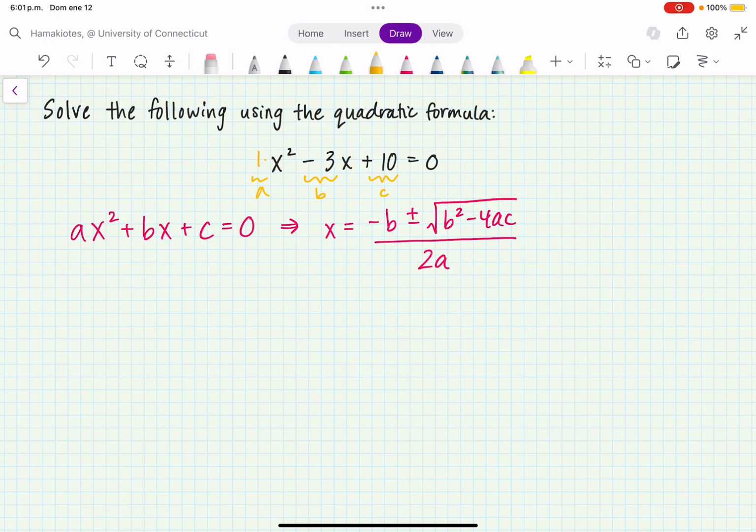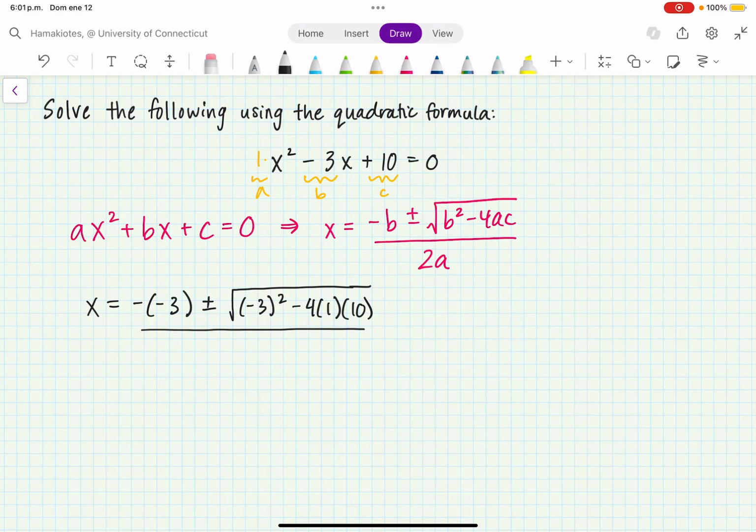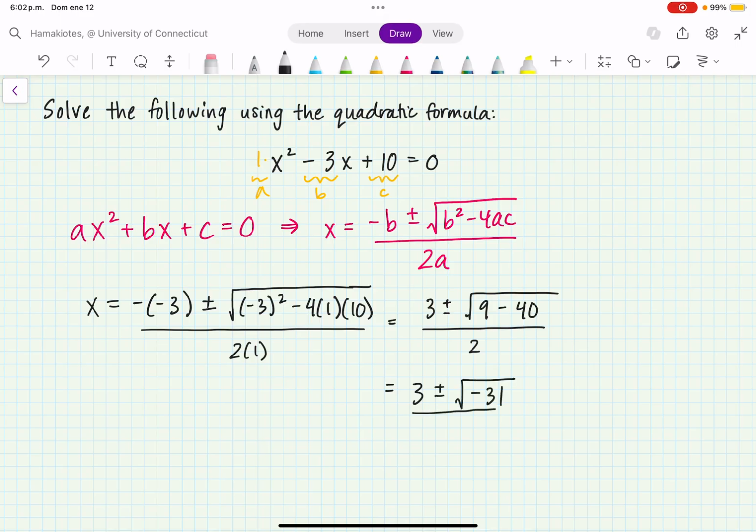So let's plug that into the quadratic formula and see what we get. So we get x equals negative b, so that's negative 3, plus or minus square root of b squared minus 4ac all over 2a. So this simplifies to 3 plus or minus square root of 9 minus 40 all over 2, which simplifies to 3 plus or minus the square root of minus 31 over 2.